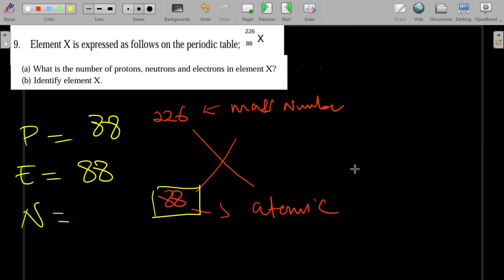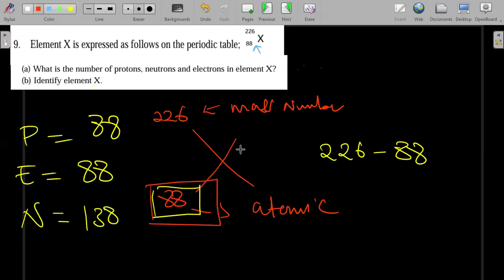What about the neutrons? For the neutrons you subtract: the mass number, which is 226, minus the proton number, 88. When I subtract, I get 138, which is the number of neutrons. Then part B says identify the element. How are you going to identify this element X? You go to your periodic table and look for an element that has the proton number 88. Remember, the proton number gives the identity.